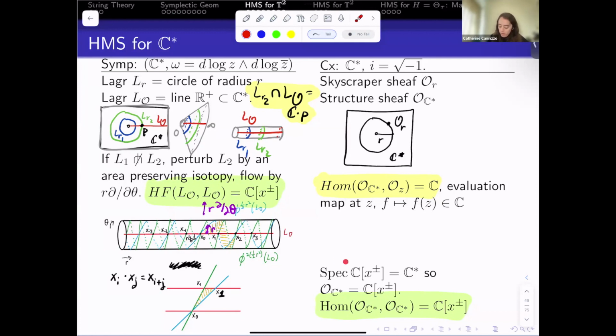Okay. So have people seen Spec before? Spectrum of algebra? I see 1 thumbs up, 2 thumbs up.